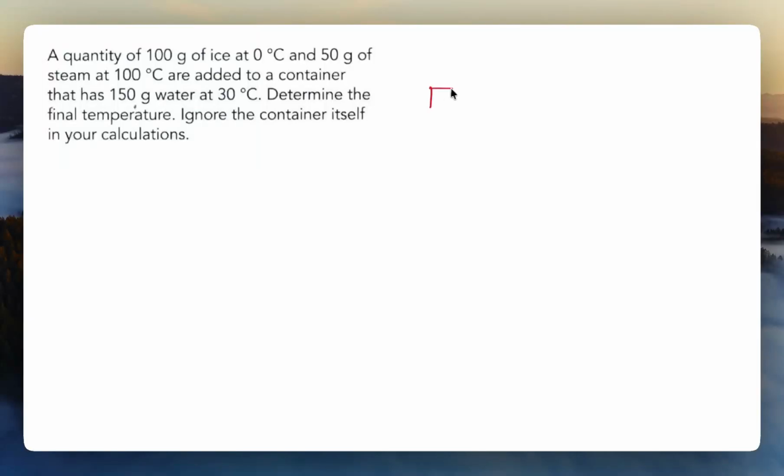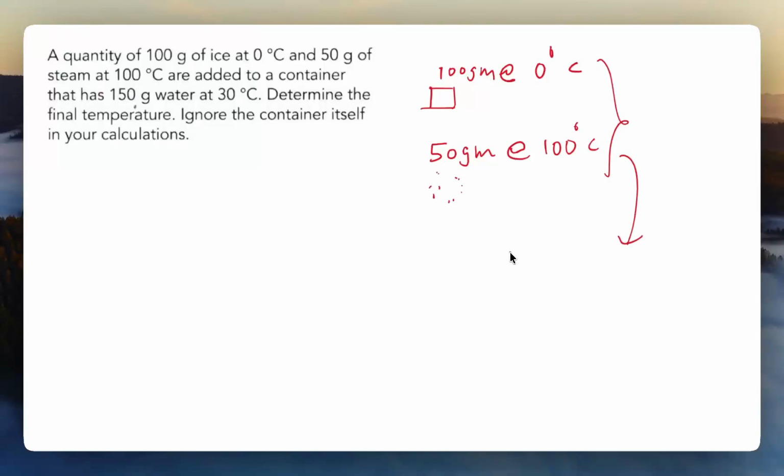So we have 100 gram of ice, okay? This is ice, which is 100 gram. That's in degrees Celsius, and there's 50 gram of steam, so it's some form of gas, right? It is at 100 degrees Celsius. These two are allowed to enter a container which has 150 grams of water that is at 30 degrees Celsius. So that's our initial situation, our initial temperatures and the different things we have, right?